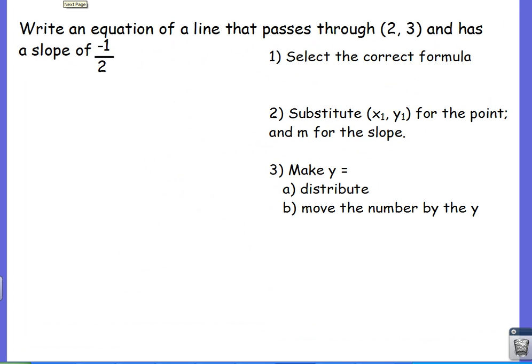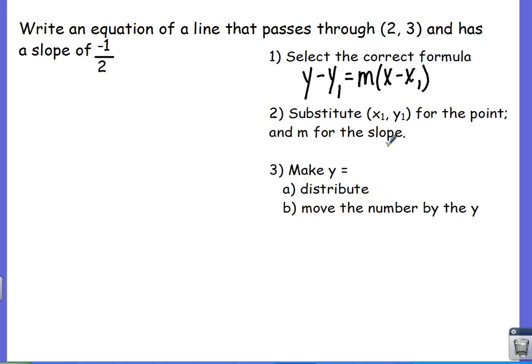So this one, now they do change. Now this one says write an equation of a line that passes through (2, 3) and has a slope of -1/2. Now since this one actually gives us the slope and it gives us a point, we're going to use the point-slope formula. And remember, the point-slope formula is y minus y sub 1 equals m times the quantity x minus x sub 1. Okay? And remember, we're going to substitute the x1 and the y1 for the point, and we're going to substitute m for the slope.